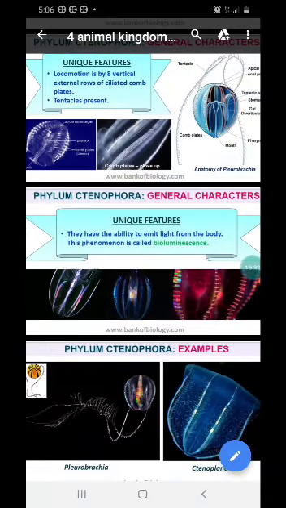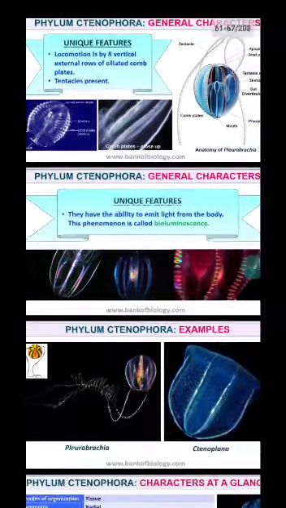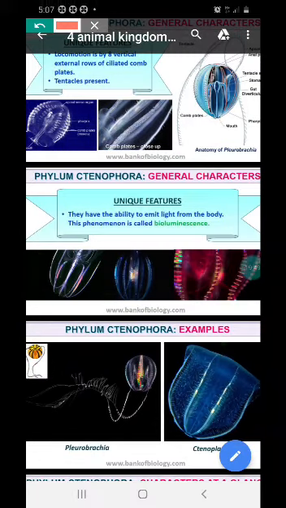Children, about the unique features, these organisms are called comb jellies of the seas and oceans, right? And they move with the help of these eight comb plates. These are called comb plates, with the help of which they move in the ocean waters.